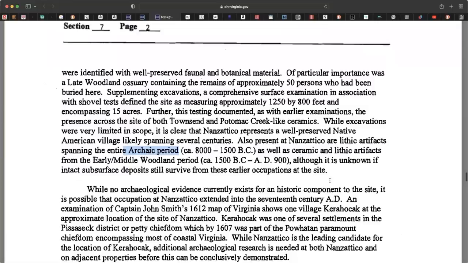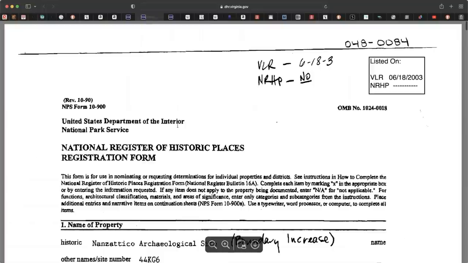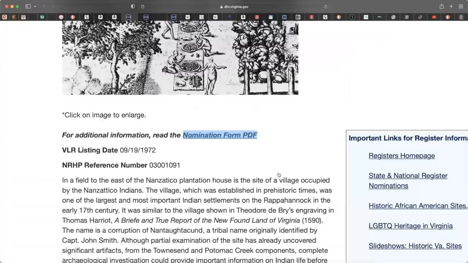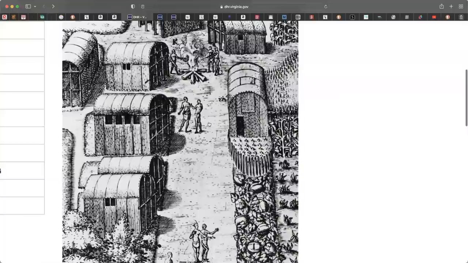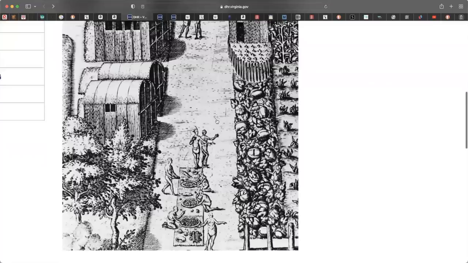All right, so I just wanted to go ahead and show you guys this. When they were just talking about the Indian towns, you guys can get a reference about this Nanzatico Indian town. It was there for thousands of years. And I'm going to show you what happened to these people.